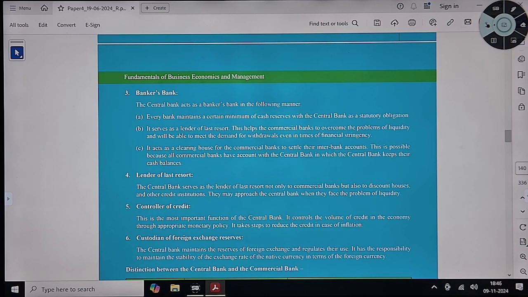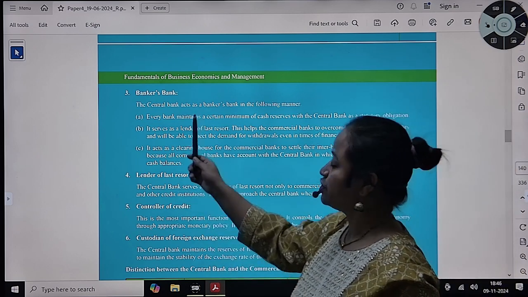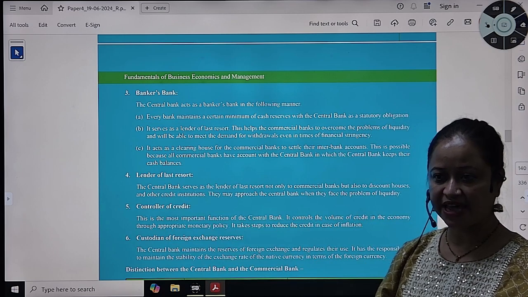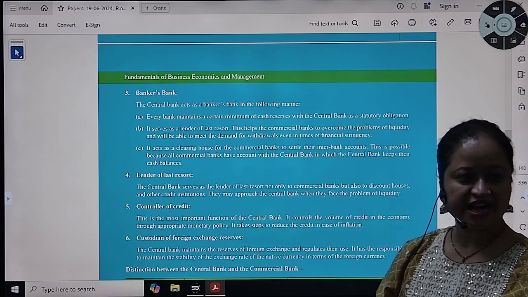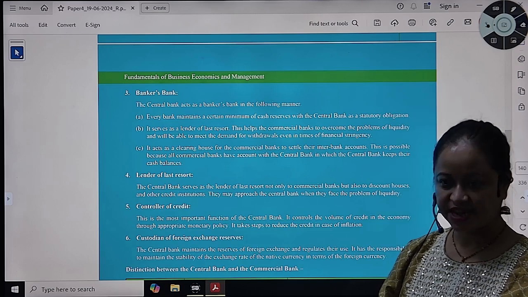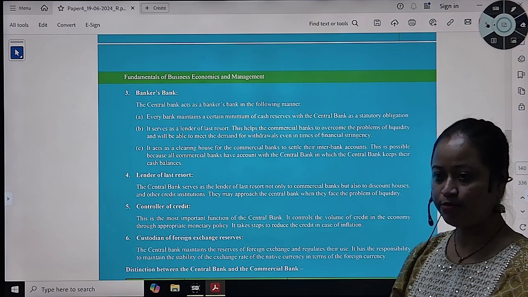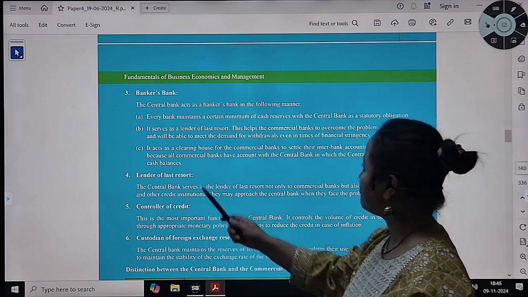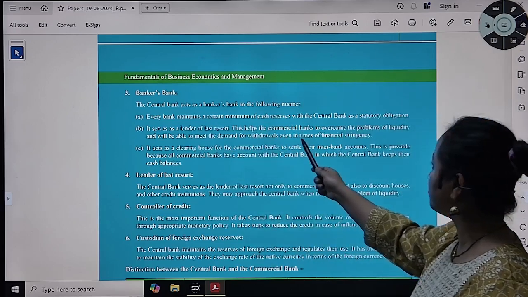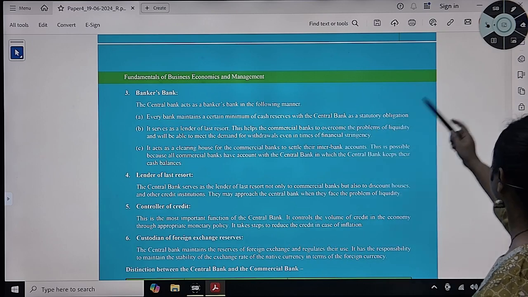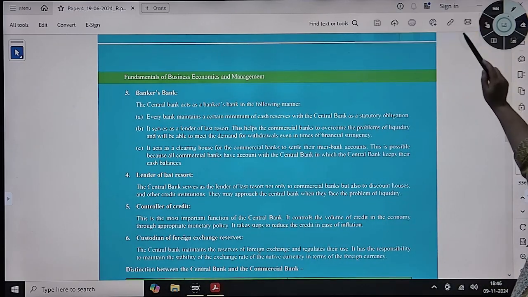Then next one is bankers' bank. Every commercial bank in India, like SBI and the private banks, has the central bank as its banker, so it is the bankers' bank. Every bank maintains a certain minimum cash reserve with the central bank as a statutory obligation. So it is the statutory obligation.